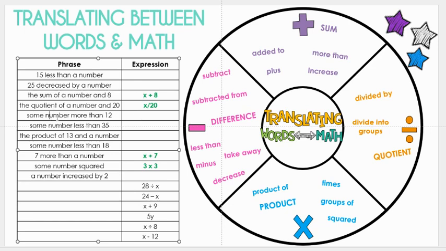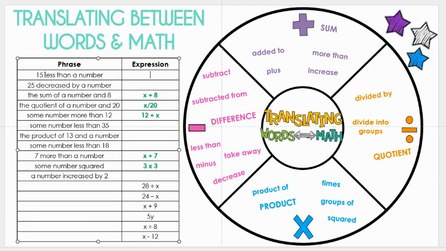Here, some number more than 12. So I want something more than 12. In this case, I would start with 12 and more than is add. So I'm going to add a number more than 12. So you can see how this one, some number more than 12, and 7 more than a number, we start with something different because we're adding on to a number or we're adding on to 12.